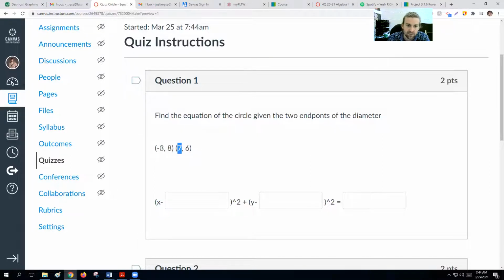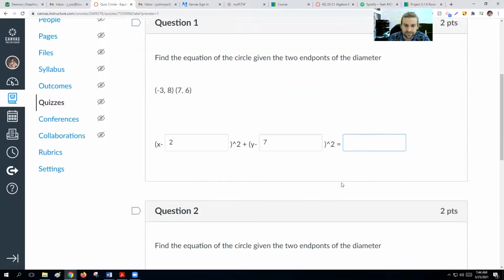So, what's the midpoint between -3 and 7? Add them together, that's 4 divided by 2, that's 2. What's the midpoint of 8 and 6? Add together, that's 14 divided by 2, 7. And then use the distance formula between the center and one of those points to find the radius.